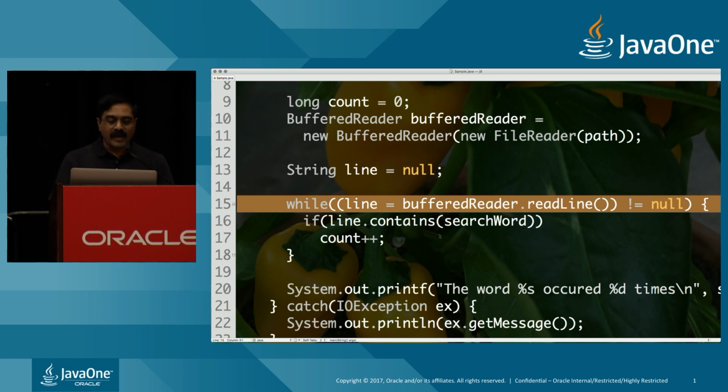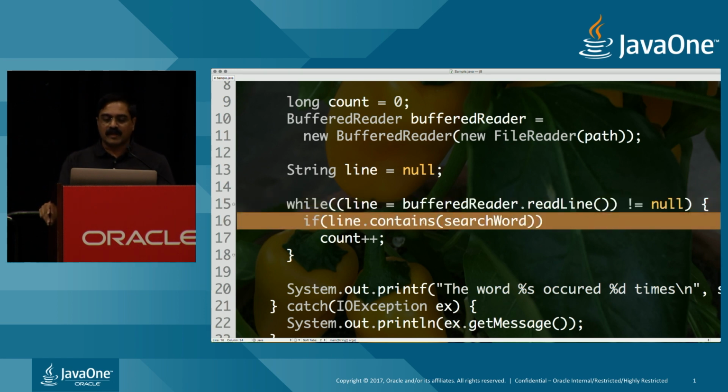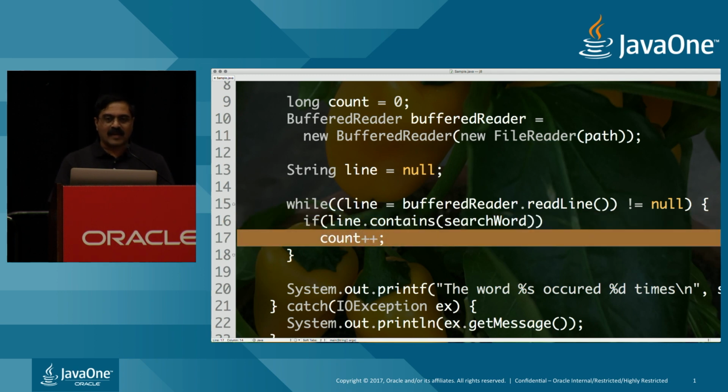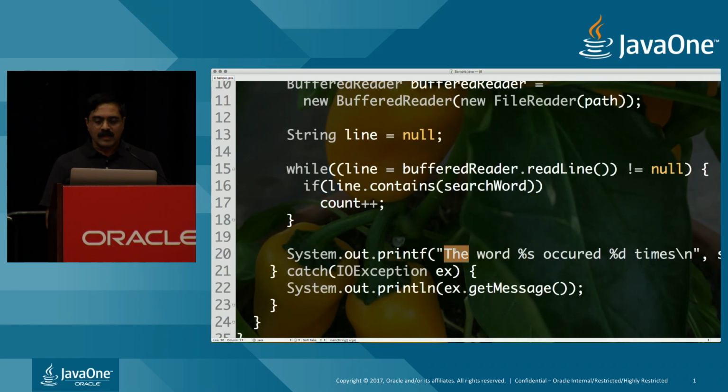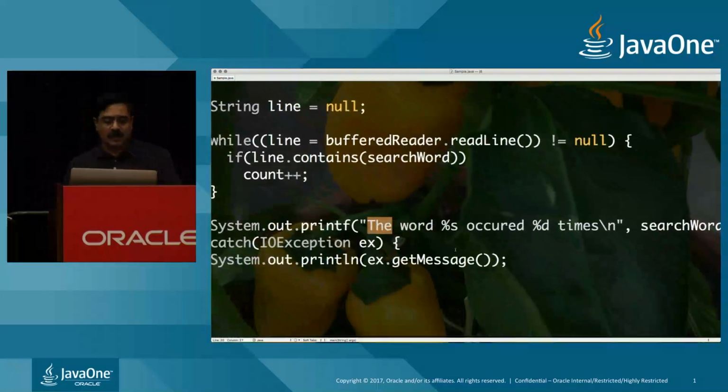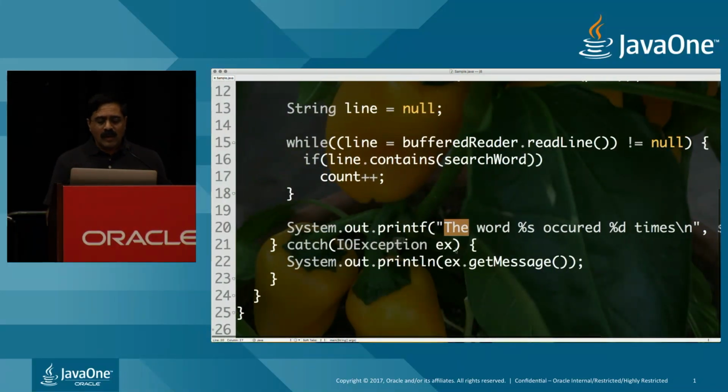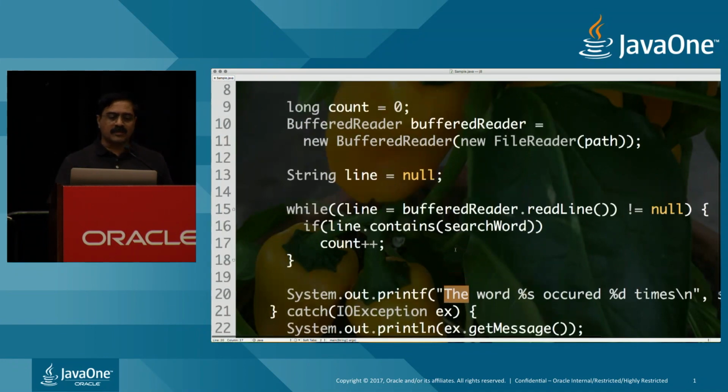Then what do we do? We check if the line contains that particular word, and then we increment the count, and then we keep looping through it. That's a lot of ceremony in our code. And when we are done finally, we declare the win and report the word occurs that many times in the file. Well, so how do we really work through this very differently?